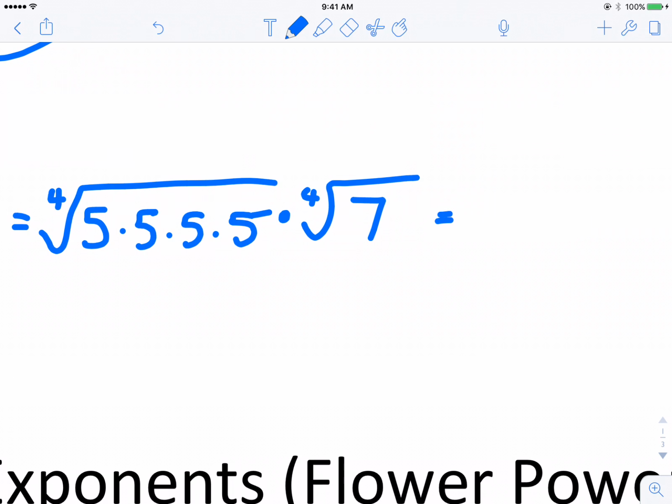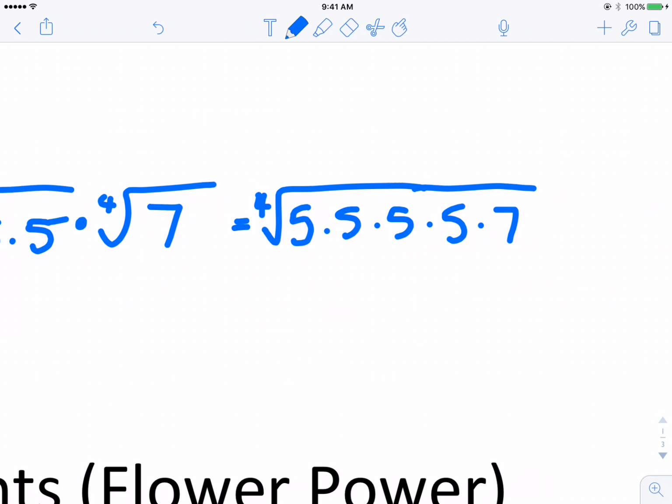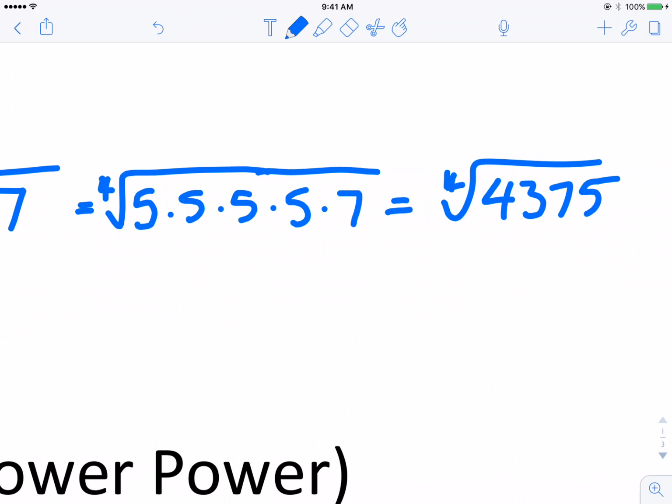Because the root sign is the same, I can write one root sign and put everything on the inside: 5 times 5 times 5 times 5 times 7. And then mathematically work that out. Well, 5 times 5 is 25, times 5 is 125, times 5 is 625, times 7 is going to be 4,375. I hope, of course, I did that correctly.